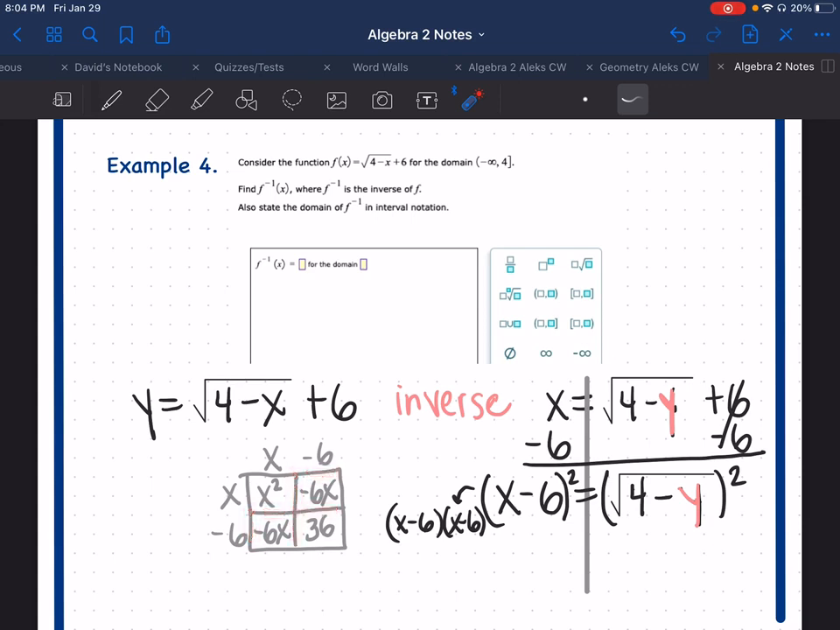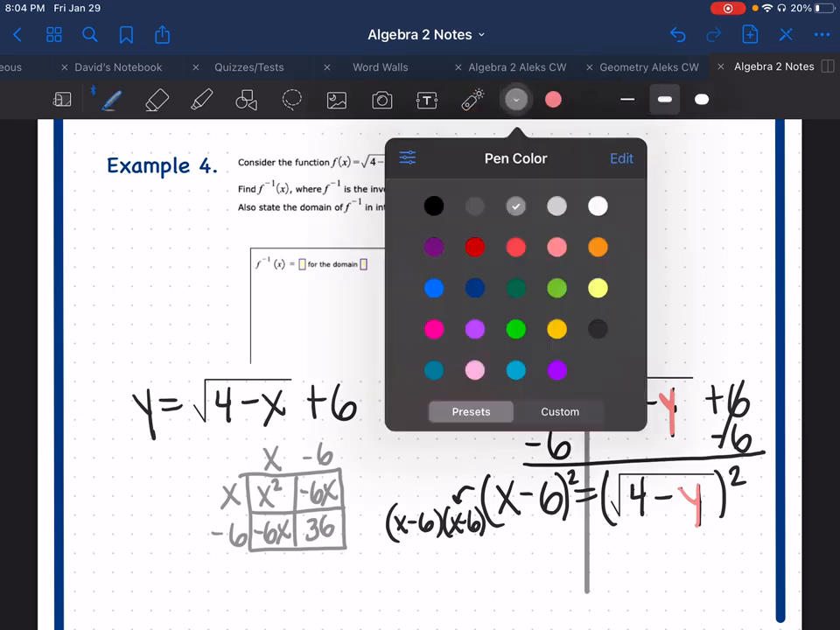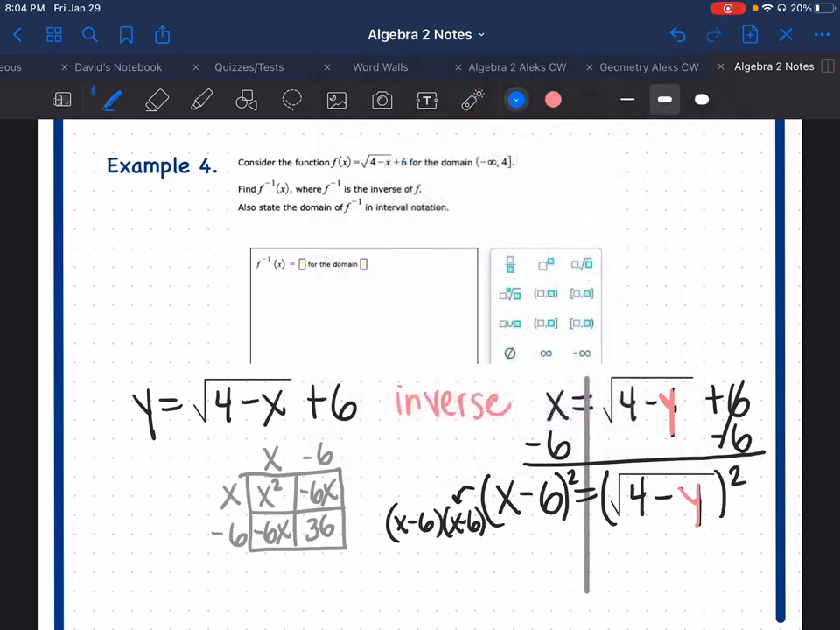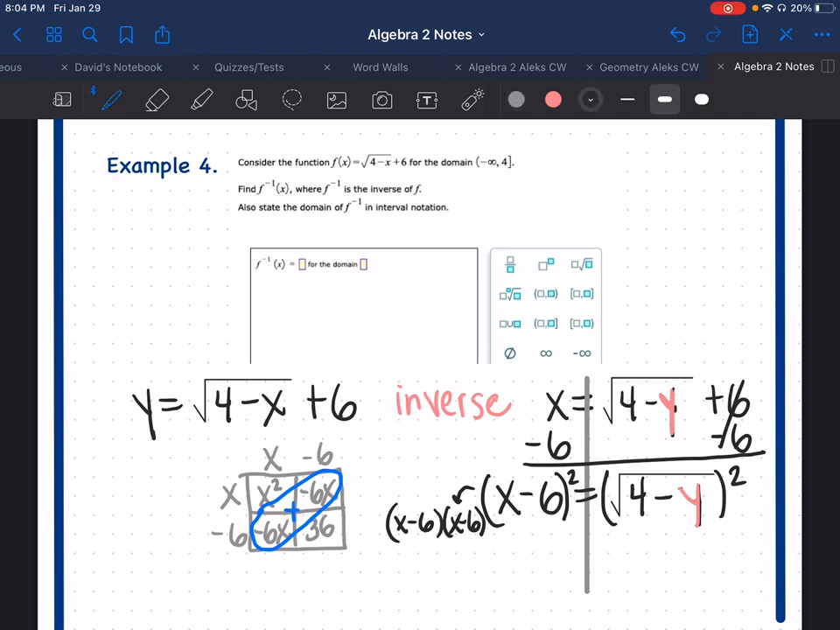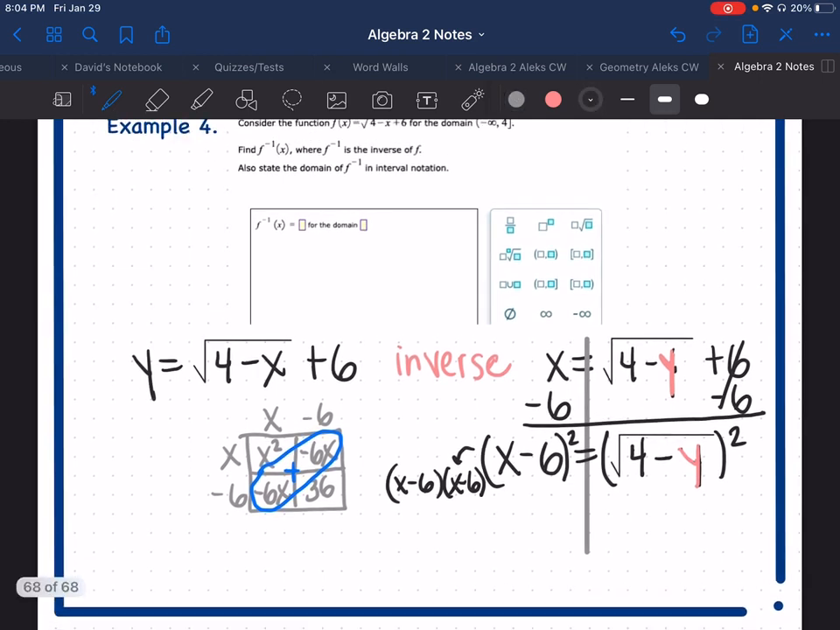Okay, that's all I did. Then I went ahead and, just like with our complex numbers, I'm going to add these two together because they are my like terms. What I end up with on this side is x squared minus 12x plus 36. On the other side, I end up with this.